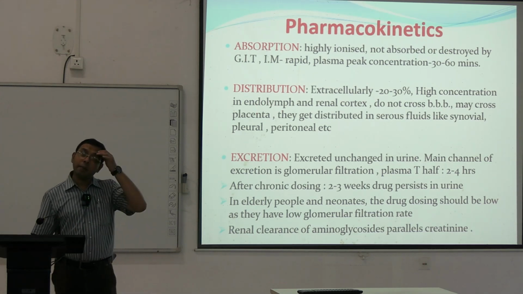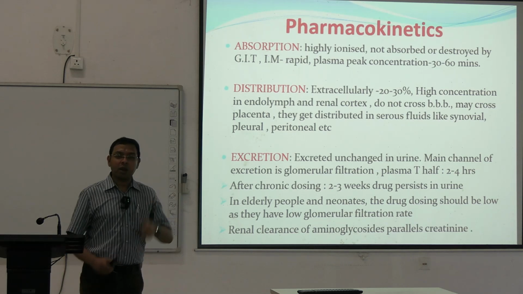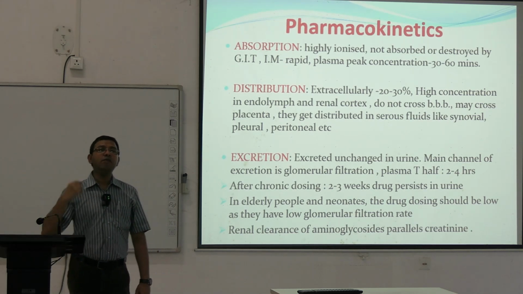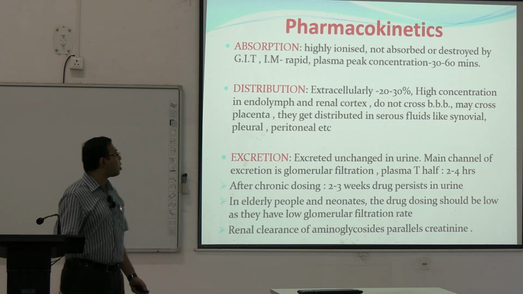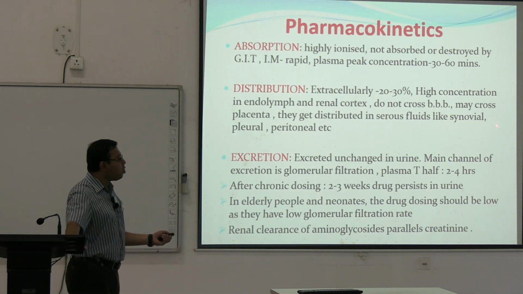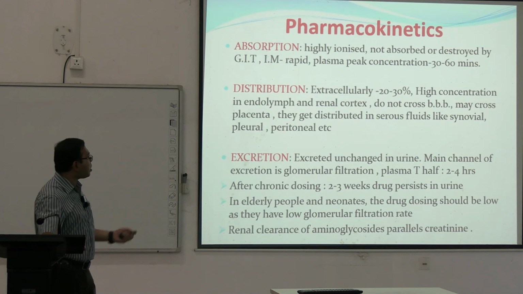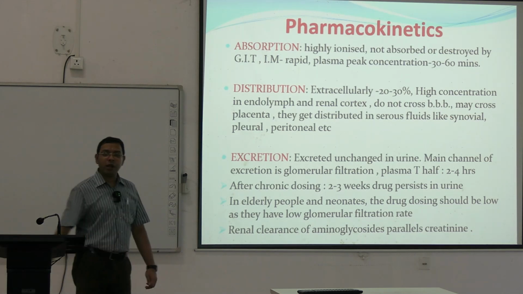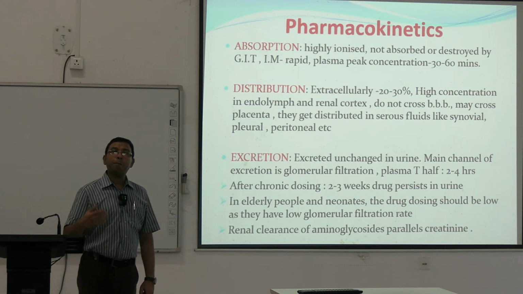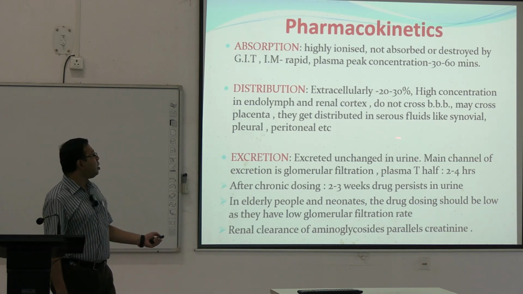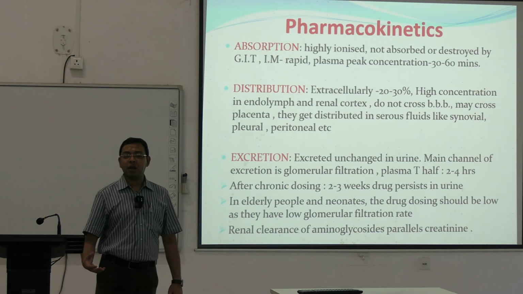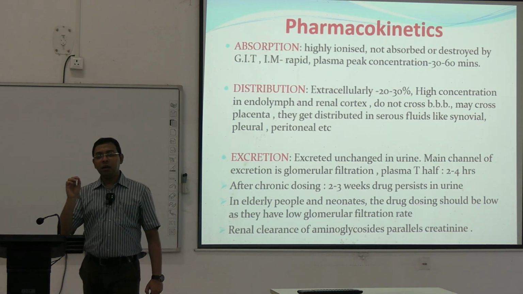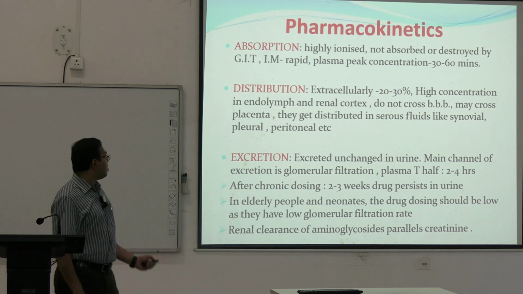That's why there will be some adverse effects with these aminoglycosides. So when we are using the aminoglycosides, there is high concentration achieved within the endolymphatic fluids as well as the renal cortex. They do not cross the blood-brain barrier, already you have seen. Some may cross the placenta, they get distributed in serous fluids like synovial, pleural, peritoneal, etc. So if there is some pleuritis, peritonitis, or some synovial fluid irritation, in all these cases we can use this because they are entering within the serous fluids.